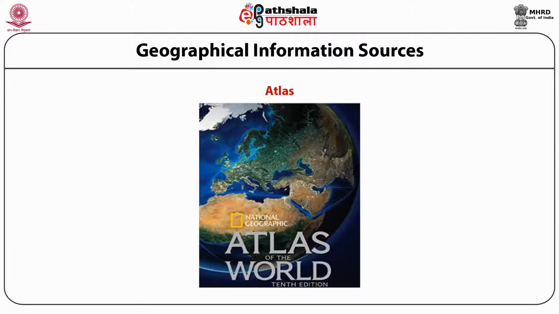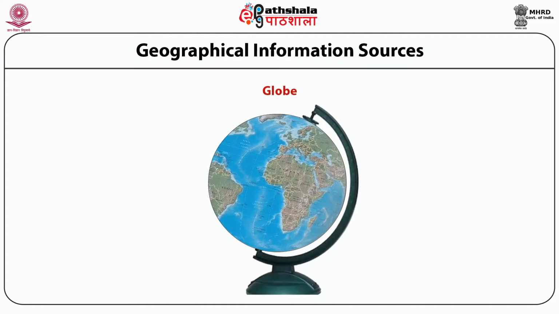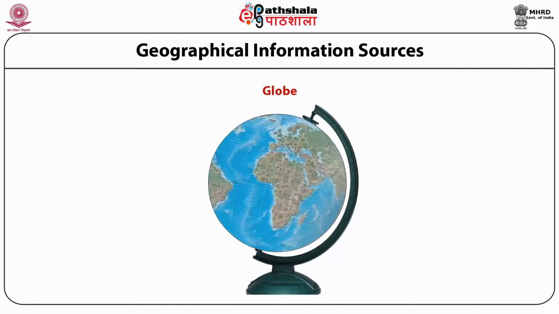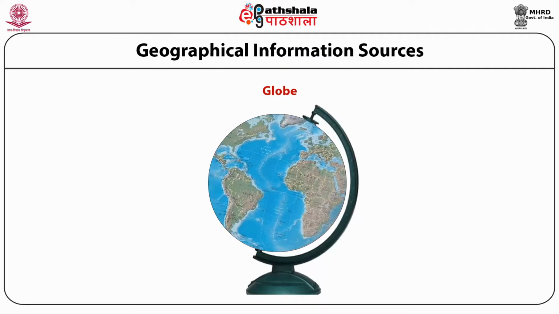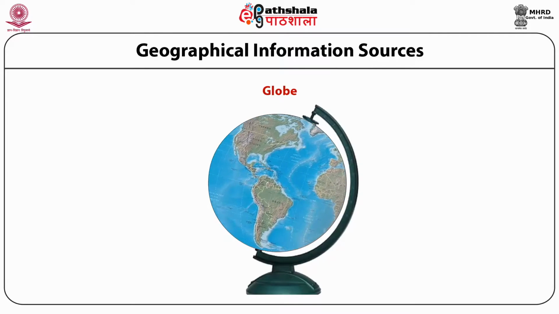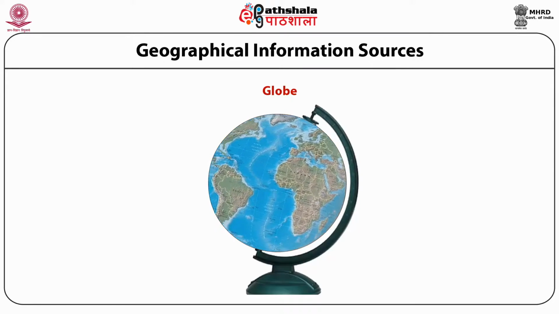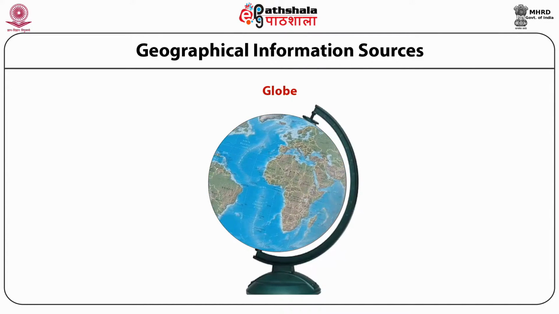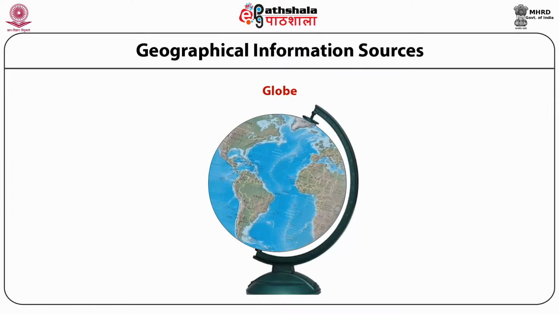Atlas. A book showing collection of maps is called an atlas. Globe. Globe is a map that has been pasted or printed on a hollow sphere. Only a globe can give correct picture of the earth as a whole, as surface of the globe is rounded like the earth's surface. A globe represents all parts of the earth's surface correctly.